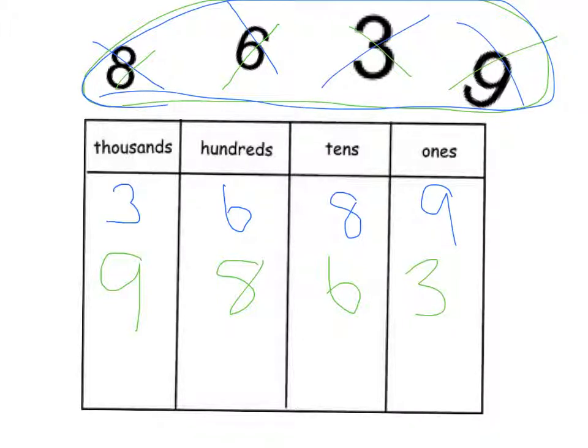Now from this lesson you can see how important it is that we use place value when we are rearranging and arranging our digits. You can see that by putting different numbers in the thousands, hundreds, tens, and ones place value chart, it affects the size of the number and it affects its value.